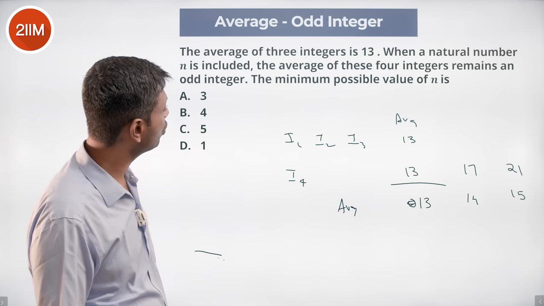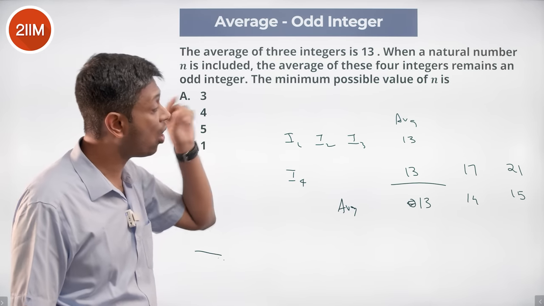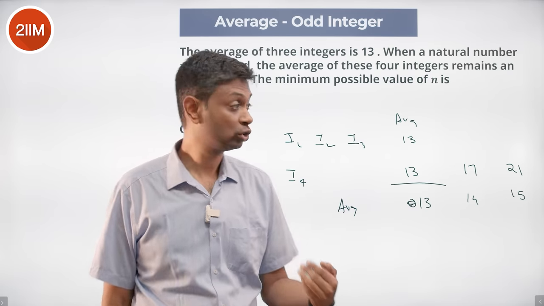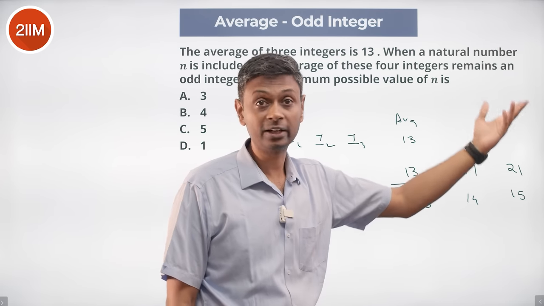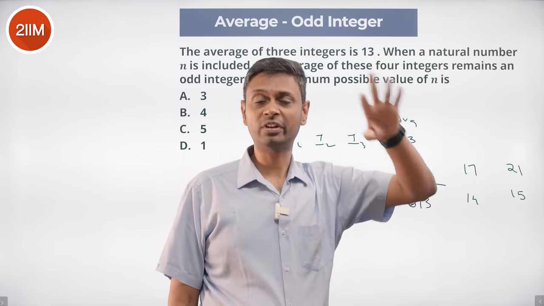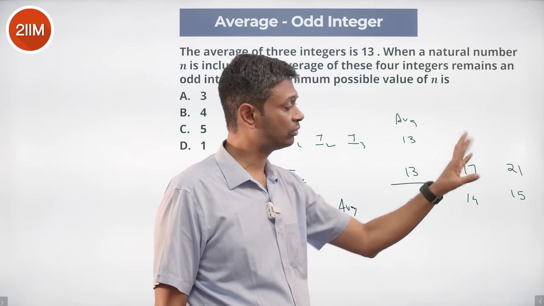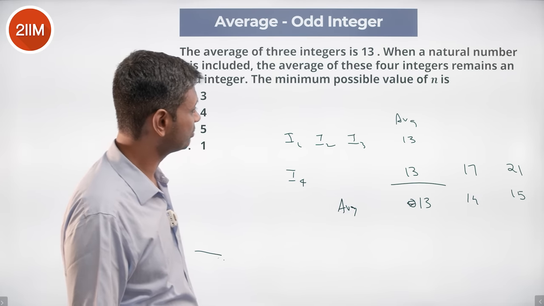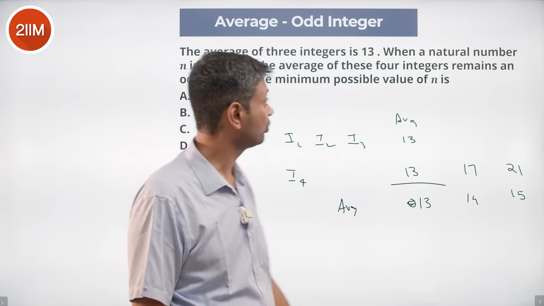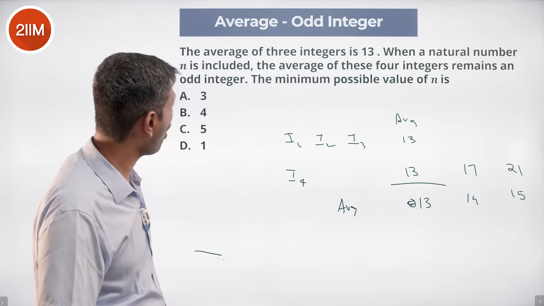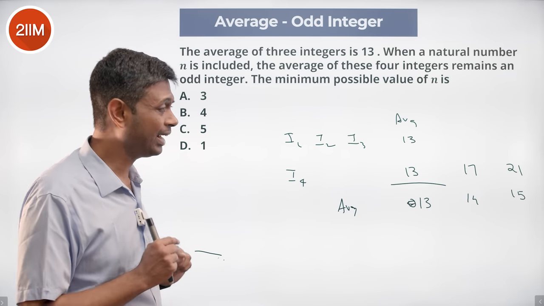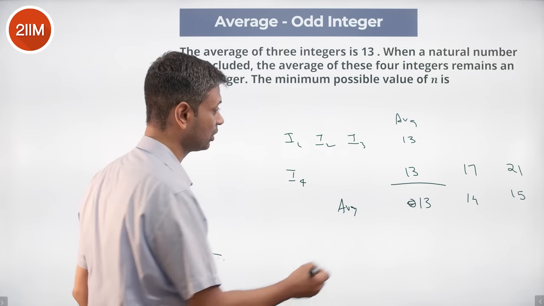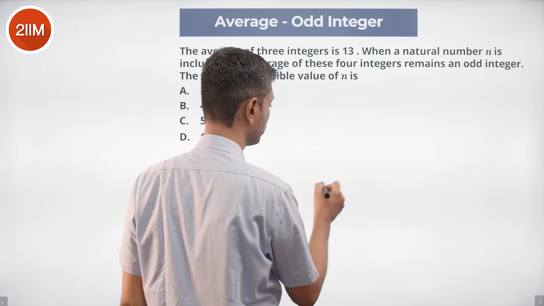The average of these four integers remains an odd integer. So it's not just 4 more, I should bring 8 more. 21, 29, 37. The average will go from 13 to 15 to 17. The minimum possible value of n is 21, if the average goes to 15. The question says the average remains an odd integer, but it doesn't say the average has increased, so I could bring less also.